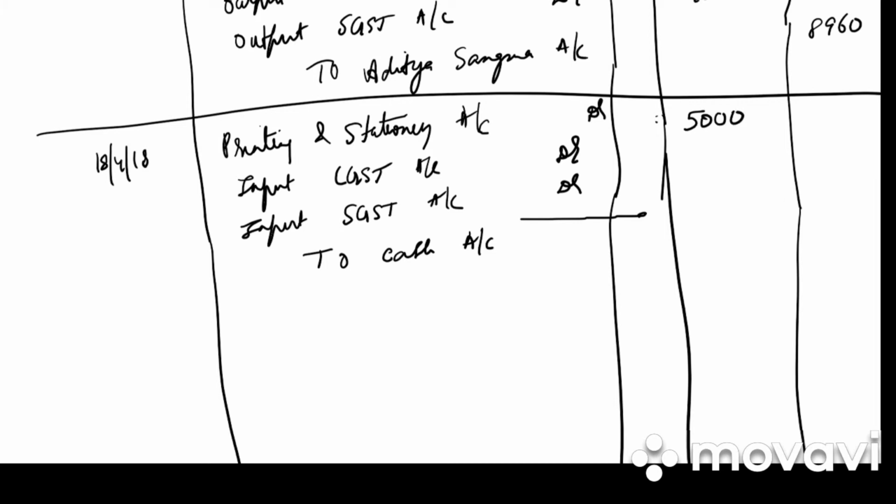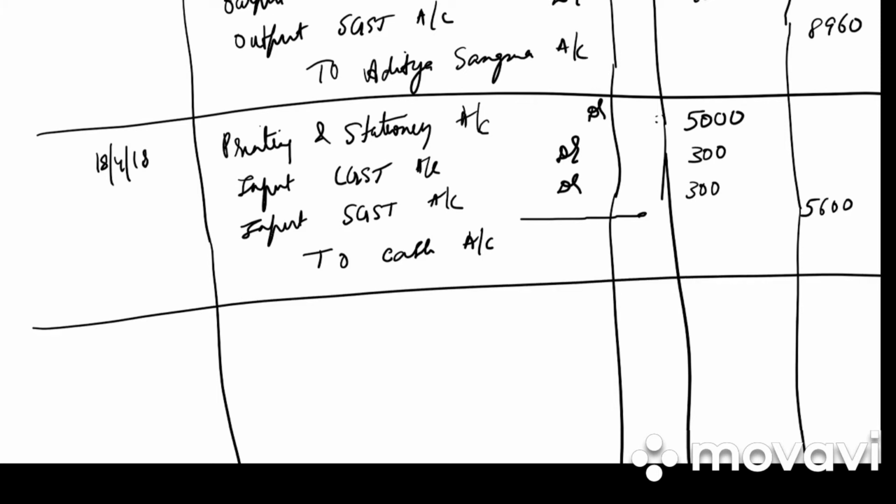5,000. So 5,000 into 6 by 100 is CGST. 5,000 into 6 by 100 is SGST. Total is 5,600. So what does this mean? Actual value of printing and stationery was 5,000, but we had to pay tax. Because we have paid tax, what happened to the cost of our goods? It has increased. Total cash हम कितना दिए? 5,000 plus 300 plus 300, that is 5,600.